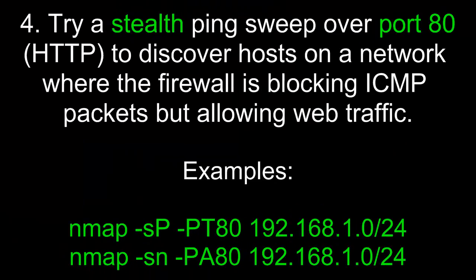Fourth, let's try a stealth ping sweep over port 80 or HTTP to discover hosts on a network where the firewall is blocking ICMP packets but allowing web traffic. Examples would be nmap -sP -PT80 for port 80 and then the subnet, or nmap -sn -PA80 and then the subnet.